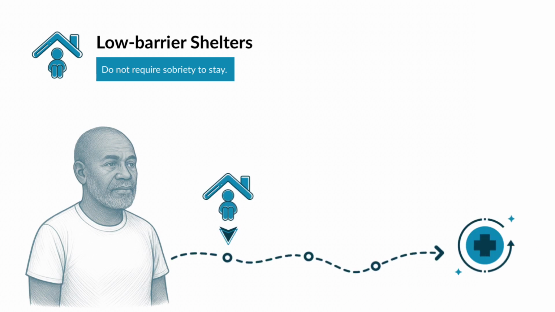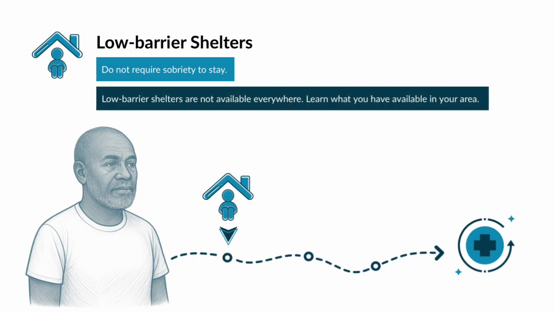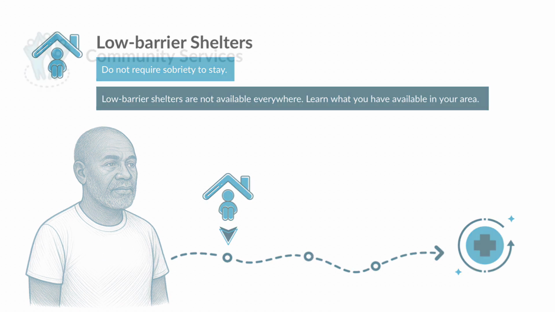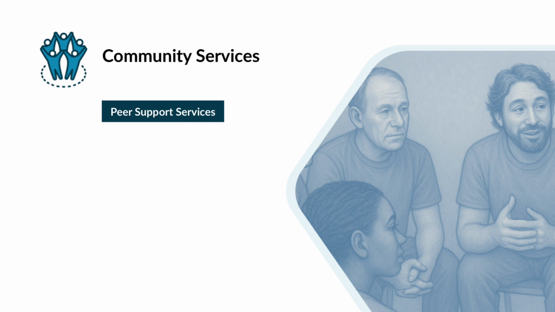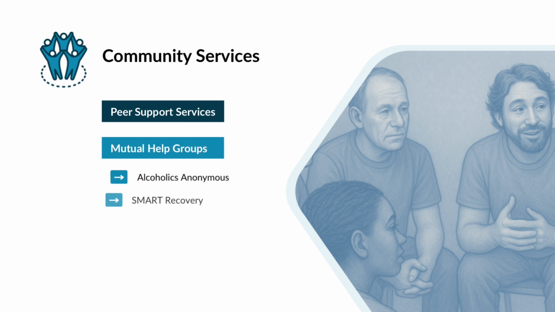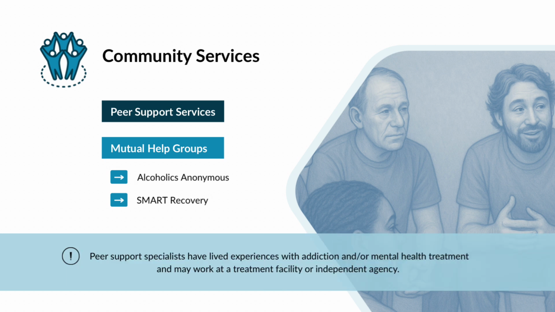Low barrier shelters, which do not require sobriety to stay, can be particularly helpful for individuals early in their recovery. These shelters aren't available everywhere, so you'll want to make sure to learn what you have available in your area. Many communities offer peer support services and mutual help groups such as Alcoholics Anonymous or SMART Recovery. Peer support specialists have lived experience with addiction and/or mental health treatment, and they may work at a treatment facility or be employed by an independent agency.